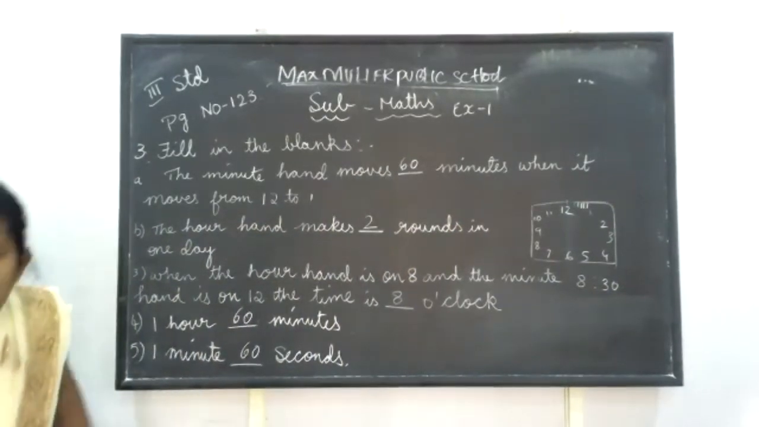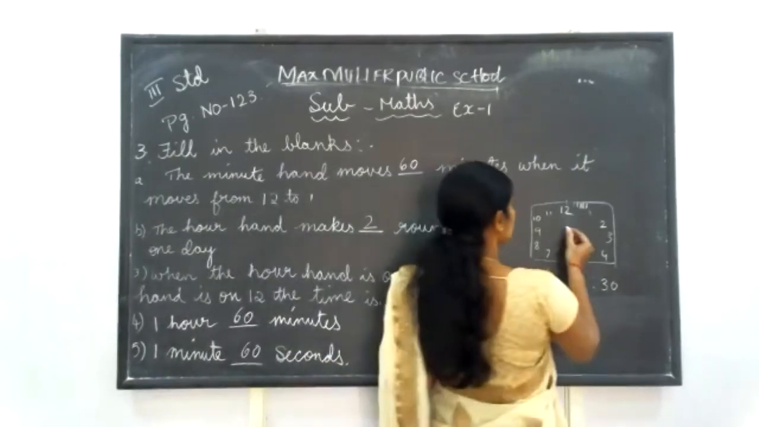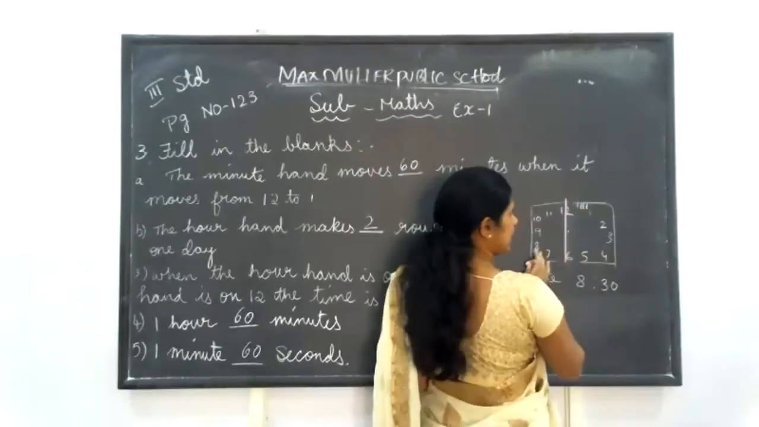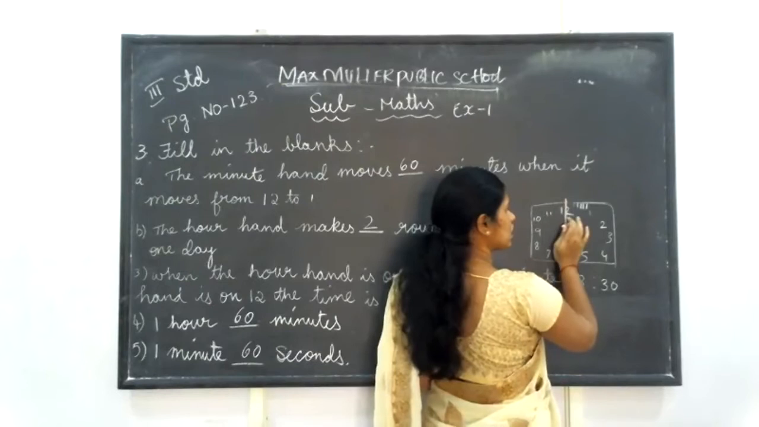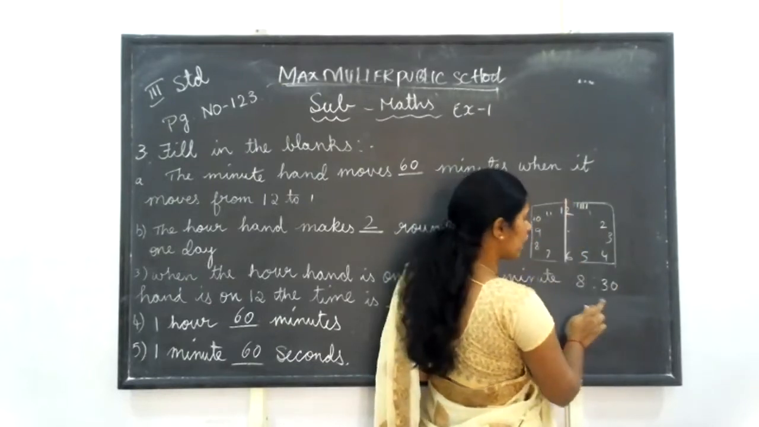Minute hand means the long hand. Now, half means what? For example, 8 o'clock, half means 8:30.